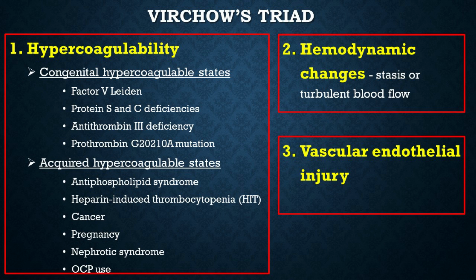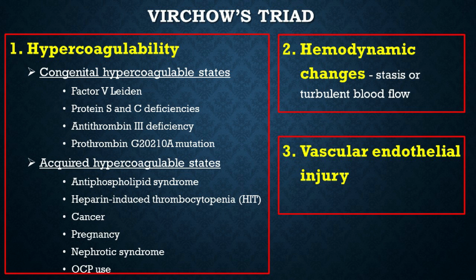And we all know what the problem is here. We have an antibody against the platelet factor 4 surface protein, which has heparin attached to it. Other causes of acquired hypercoagulable states are cancer, pregnancy, nephrotic syndrome, as you lose antithrombin 3 when you have nephrotic syndrome and your kidneys are not working properly, and OCPs.